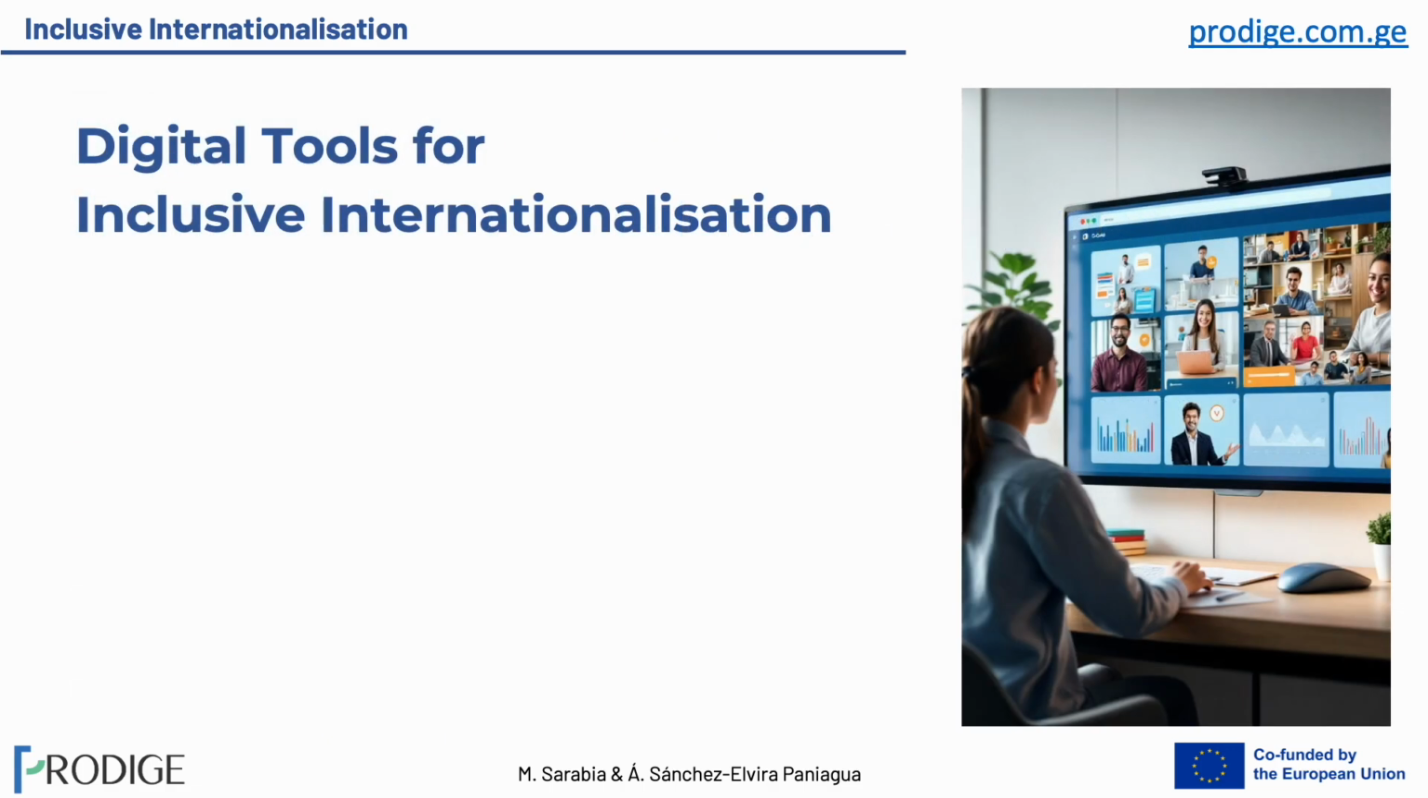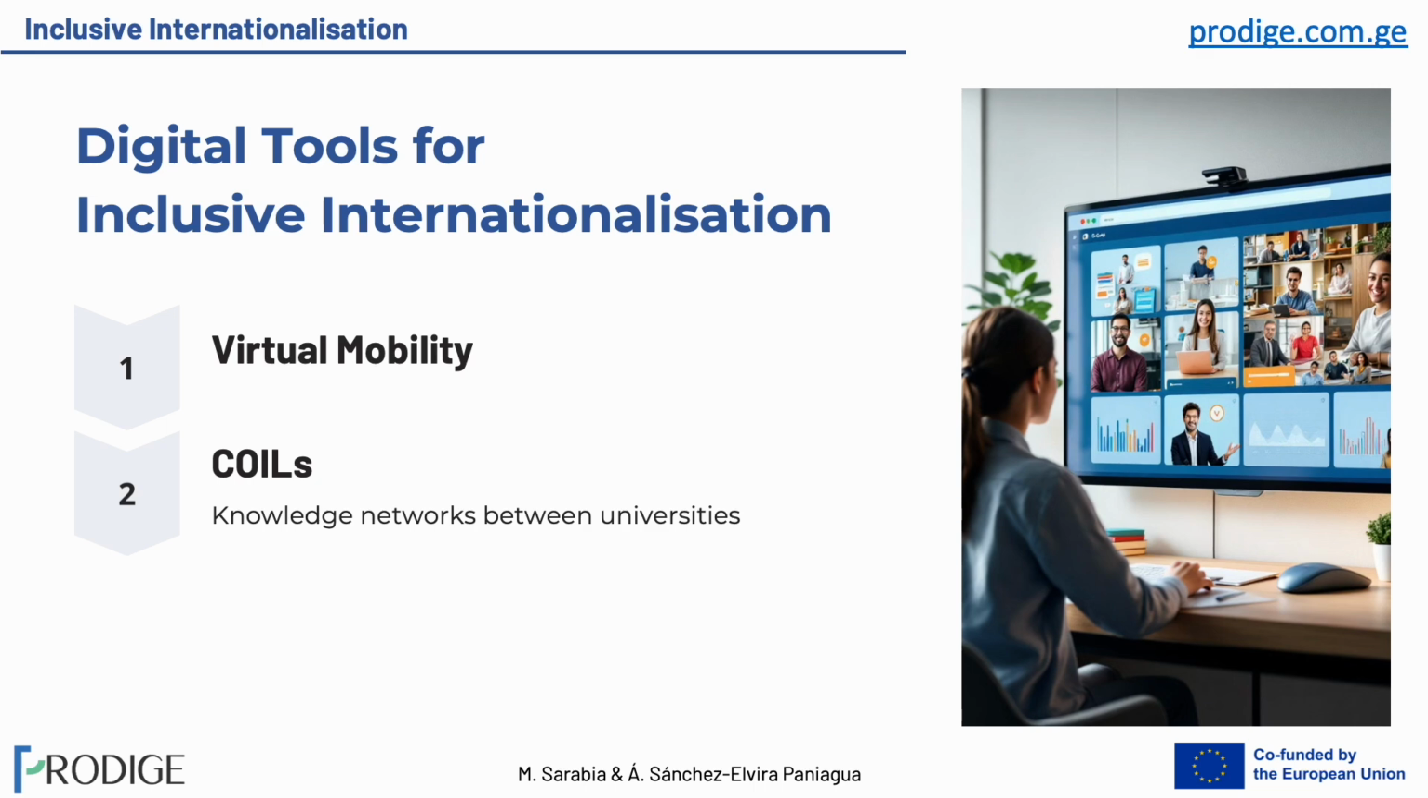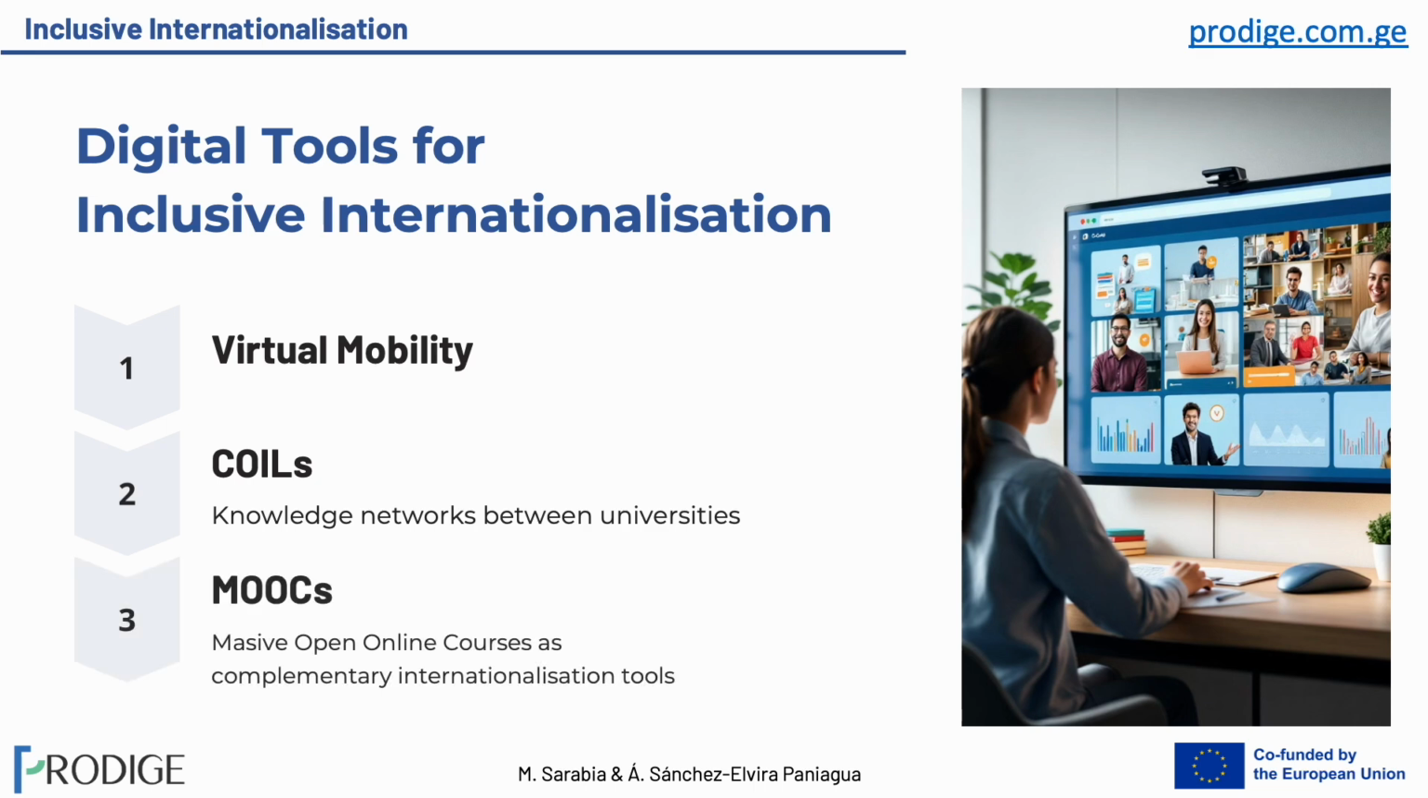These are the three main tools we use for digital internationalization. First, virtual mobility, understood here as the possibility of studying an undergraduate or postgraduate degree program at the local, national, or international level. But we also have other tools, such as Collaborative Online International Learning, or COIL, and Massive Open Online Courses, or MOOC, which have become the most widely used alternative for internationalization in higher education today, as an alternative or complement to traditional internationalization actions.